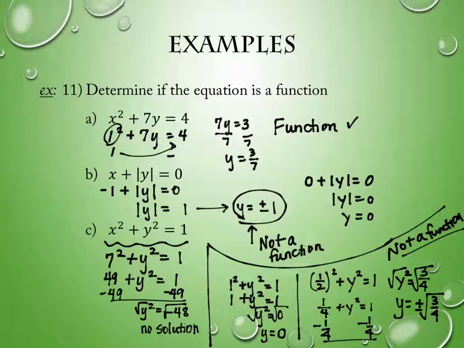Okay? So if you're seeing absolute values around y, or you're seeing squares outside of y's, you probably have things that are not functions. You just need to find a value that shows me that. That's the work you would need to show.